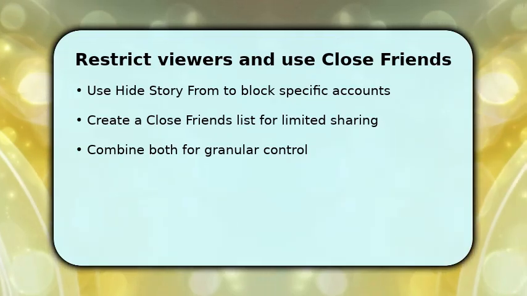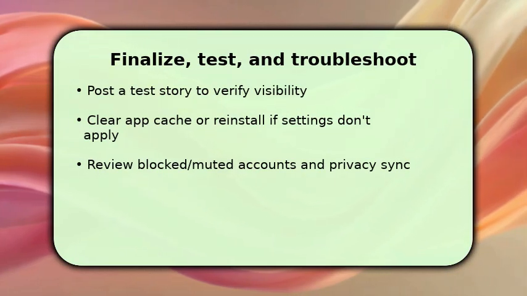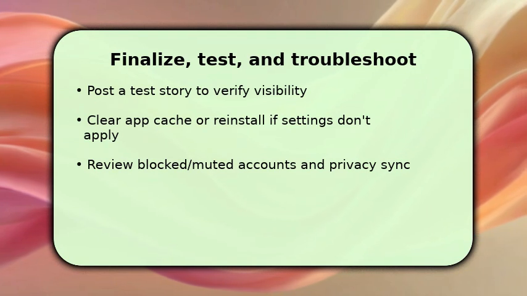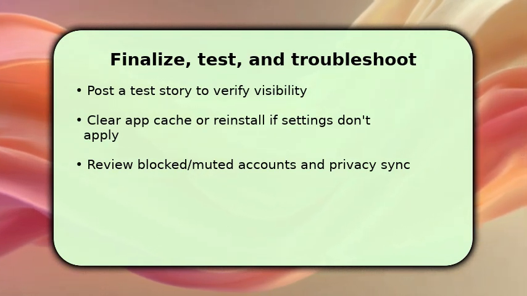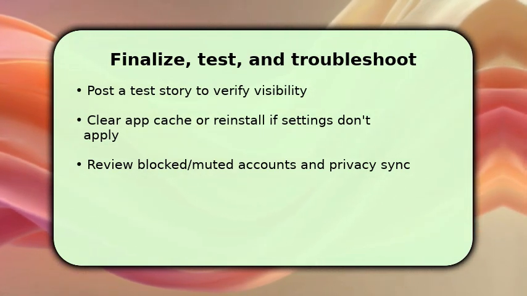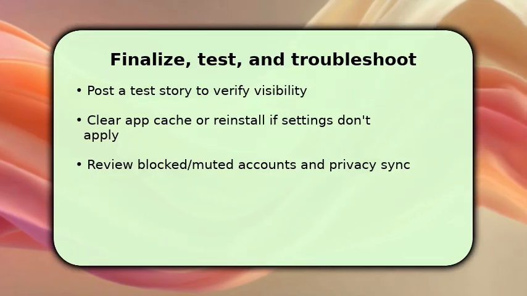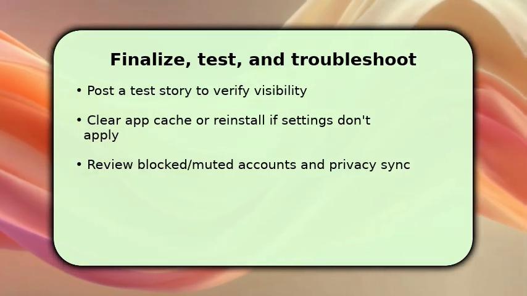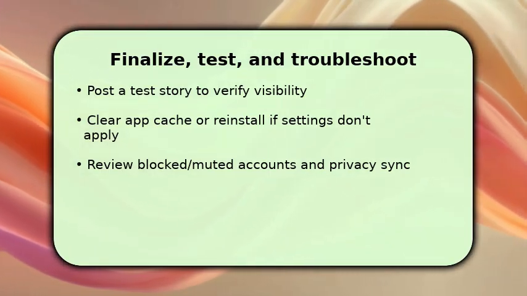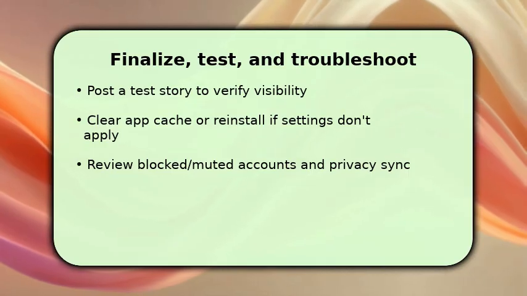Finalize by posting a short test story and immediately check the viewer list to confirm the blocks and close friends worked. This proves your settings are active. If the wrong people still see stories, force close and clear the app cache or reinstall Instagram, because cached data can prevent new rules from applying.